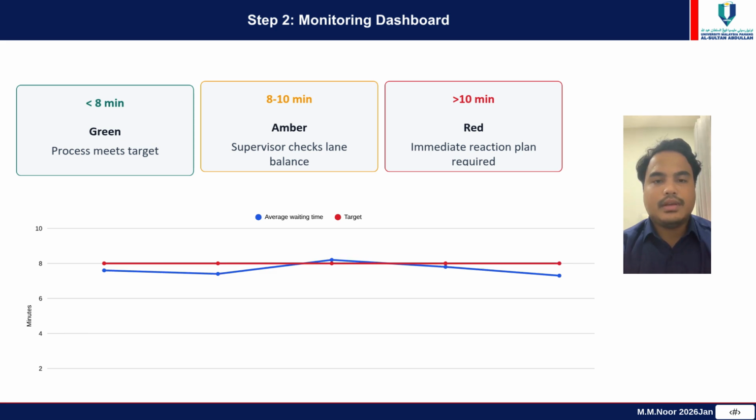Step 2. Monitoring dashboard. The monitoring dashboard uses a simple color system. Green means the waiting time is below 8 minutes and the process is under control. Amber means the waiting time is between 8 and 10 minutes, so the supervisor needs to check the queue balance. Red means the waiting time is above 10 minutes and immediate corrective action is required.